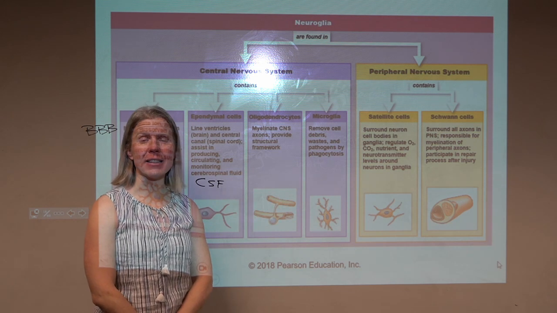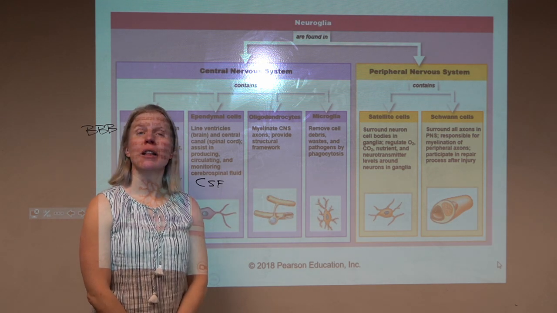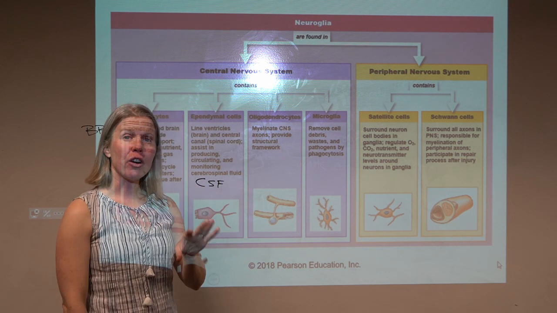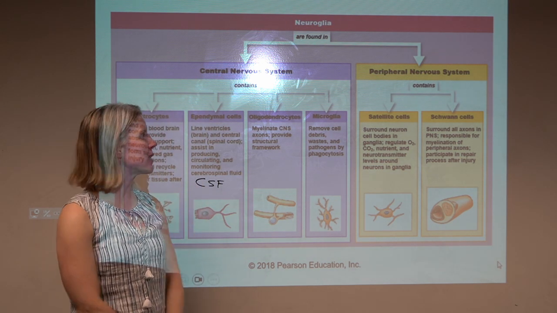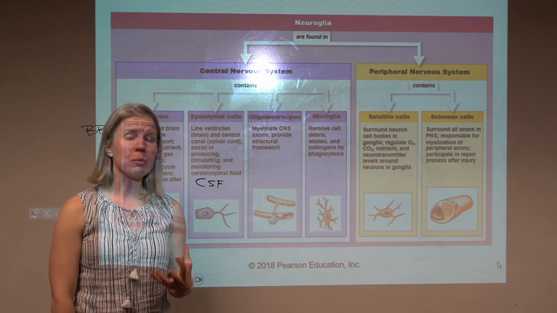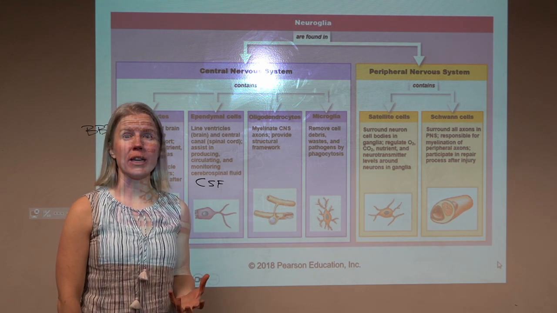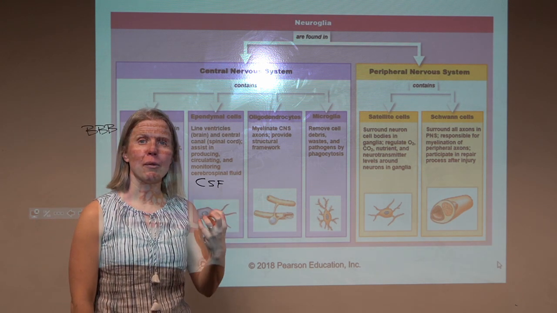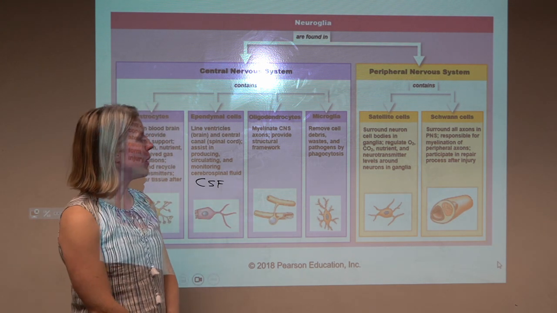And then finally in the CNS we have microglia. These are phagocytic cells. So they're related to macrophages. They are actually going to stay inside of the brain throughout their life. They're helping us recycle debris, and if a pathogen happens to get through that blood-brain barrier, go ahead and engulf it and get rid of it.